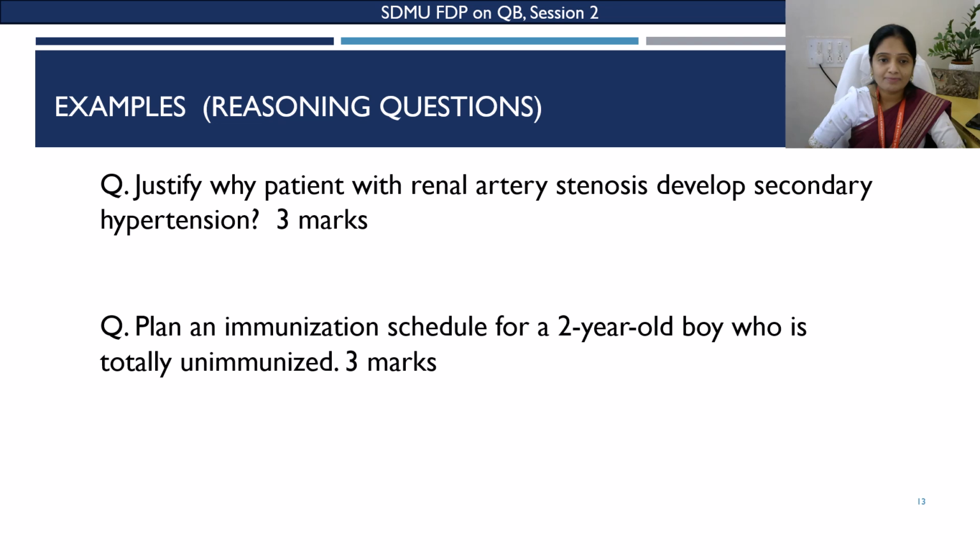One more example I have given: plan an immunization schedule for a 2-year-old boy who is totally unimmunized. So this kind of question we have to set in our question papers, which can fit level 5 and 6 of Bloom's taxonomy.